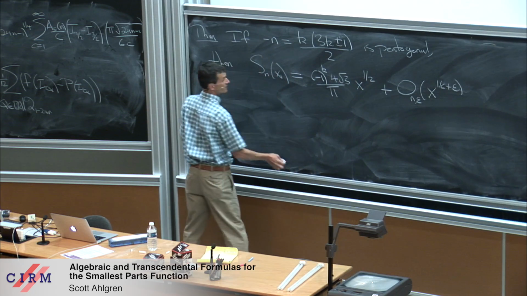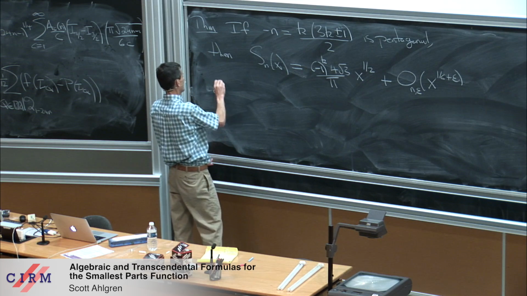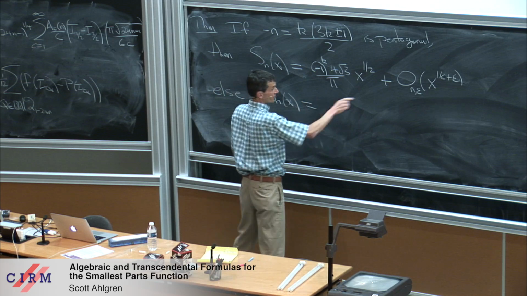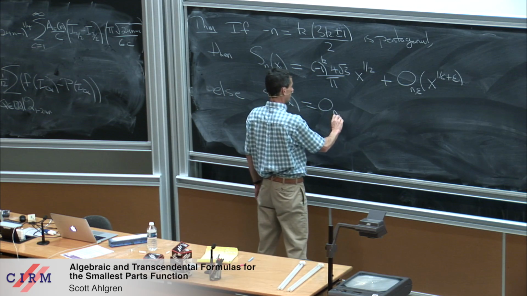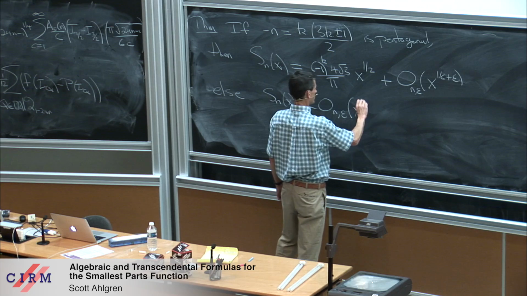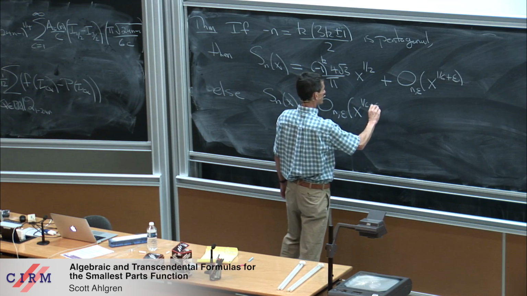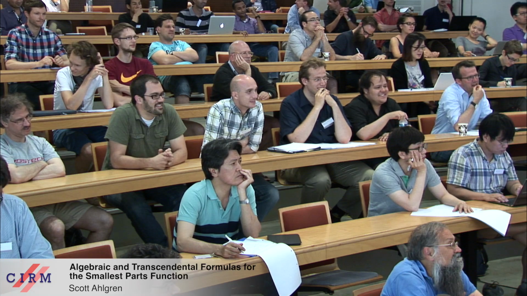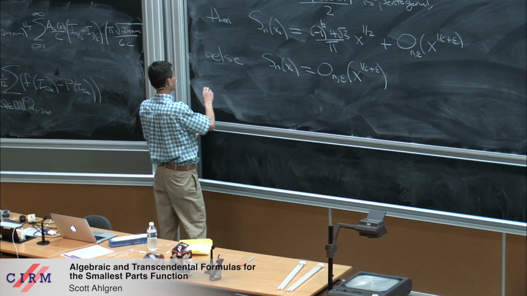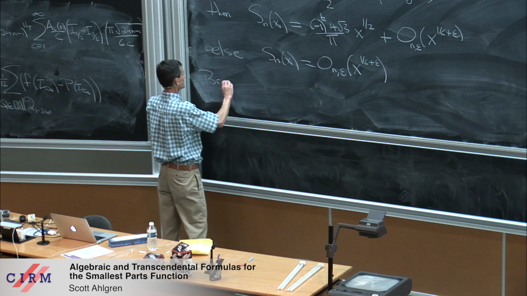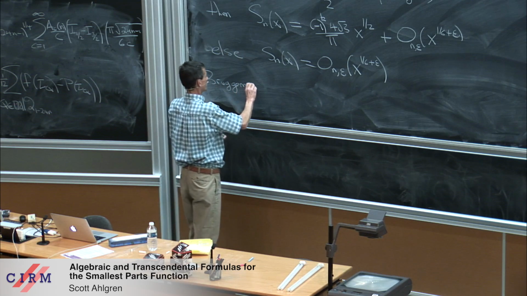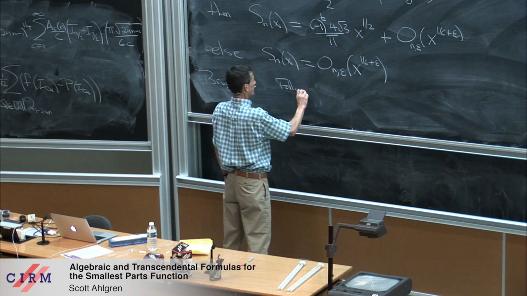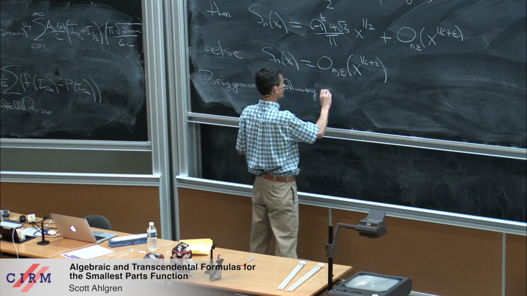And if negative n doesn't have that form, then S_n of x is just big O_{n,epsilon} of x to the 1/6 plus epsilon. So this was written down by Brueggemann, and it follows an argument of Goldfeld and Sarnak, and I'll say a few words about how this goes.